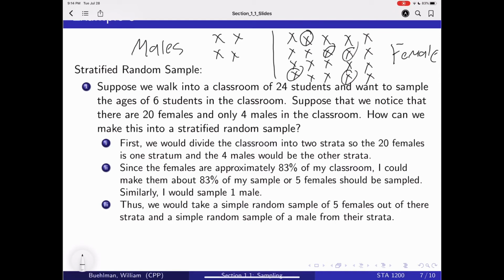Similarly, I need to pick one of the males. So maybe this male over here gets picked. So now I've picked 6 people from my classroom, and I've made sure that they stayed in the same percentages as if they were from the population. So this is a stratified random sample. And you can see how I took some from each strata. Or I took, in this case, 5 females and 1 male. So each strata has been represented.